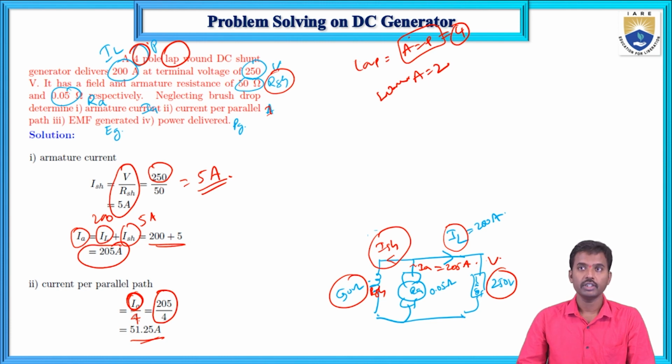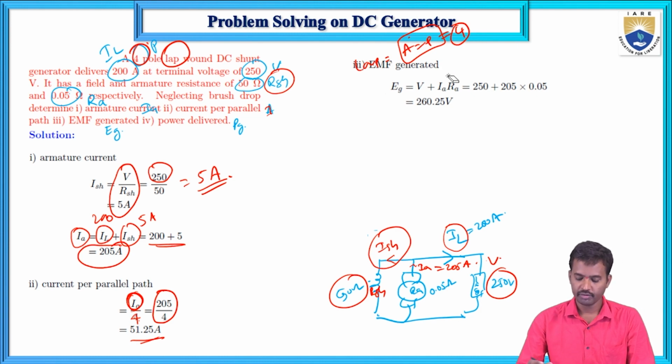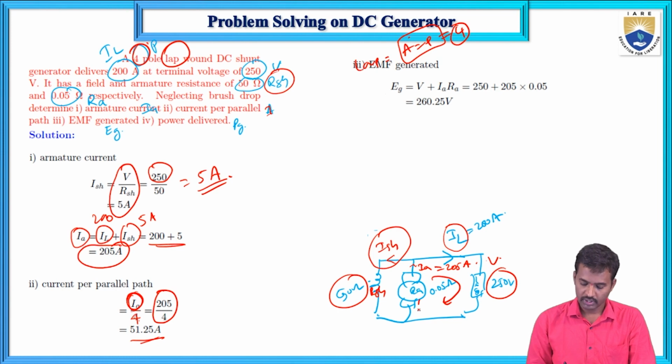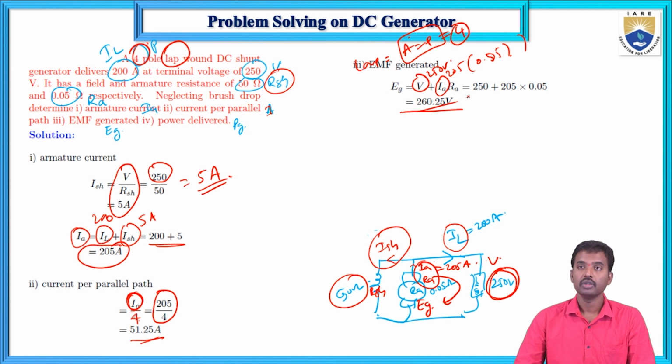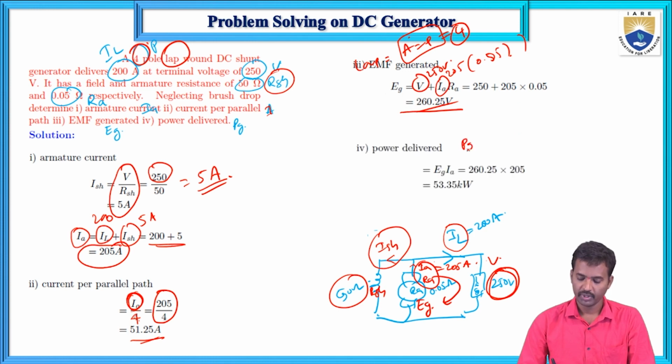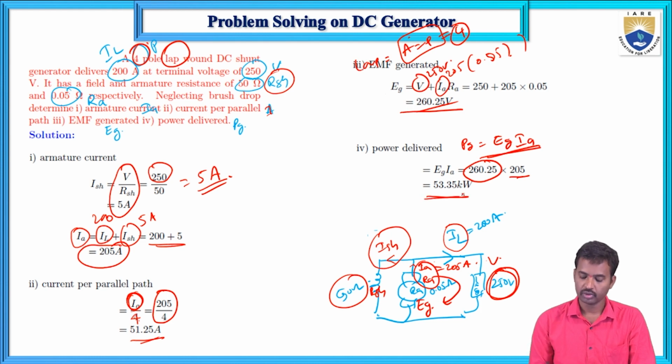Now the next question, the generated EMF. If you apply KVL in this loop, the induced EMF EG equals the terminal voltage plus IA RA. Here V is 250 volts and IA is 205 amperes, multiplied by RA of 0.05, so the value is 260.25 volts. Next, the power delivered, PG, equals EG into IA, which is 260.25 times 205, equal to 53.35 kilowatts.